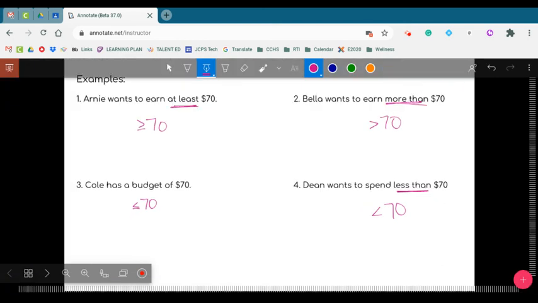So if we look at our keywords, if it's at least, it's going to be greater than or equal to. If it's more than, it's going to be greater than. If it's less than, it's going to be less than. And if they have a budget or can spend at most $70, that's where it has to be less than or equal to. Okay, let's go on to the back where we actually have our word problems.